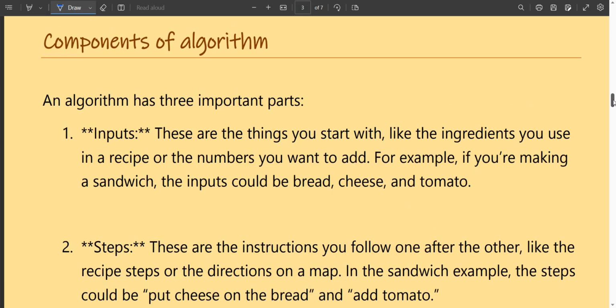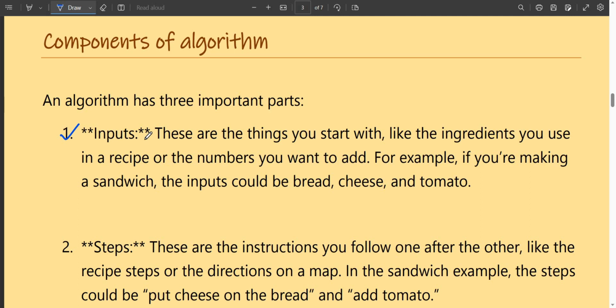Now let us understand what are the components of an algorithm. An algorithm has 3 important parts. First one is inputs. So what are inputs? Inputs are like the ingredients that we use in a recipe. For example, if you are making a sandwich, the inputs could be bread, cheese, and tomato, right? So the inputs are the objects or the things that we use to do something.